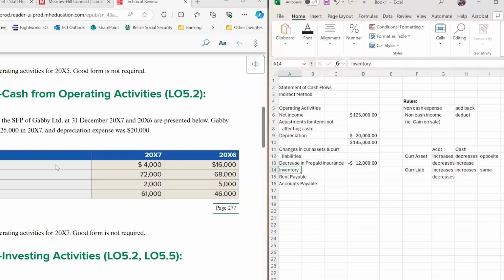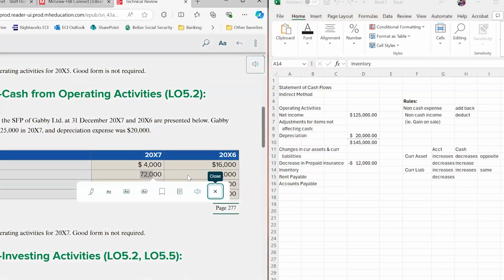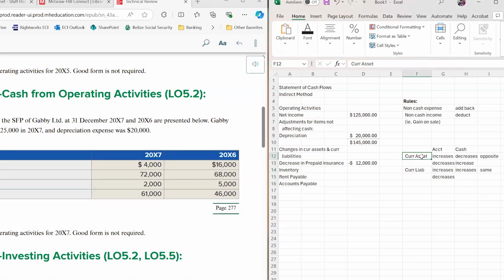Okay, inventory is another asset. So it actually went up. So it's 72 now. It was 68. So if inventory went up, we look here, current asset, it increased. So cash has to decrease. So it's the same direction here. So we have to have negative 4,000, right? Because 72 minus 68 is $4,000. Oh, wait, did I do that the right way? Let's see here. No, sorry.